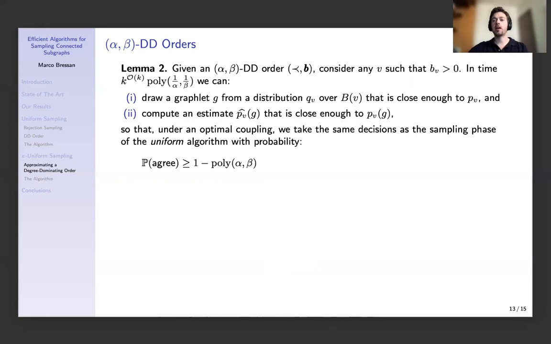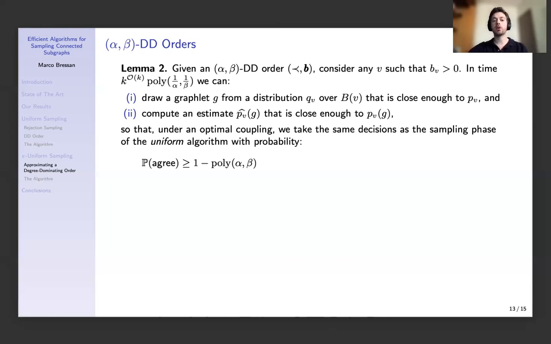The second ingredient is that now I take this alpha beta degree dominating order. If you give me any vertex such that its bucket is believed to be non-empty, it turns out that its bucket is actually non-empty. And in this time, k to the order of k times polynomial in 1 over alpha, 1 over beta, which in our case is polynomial in 1 over epsilon, we can basically emulate the sampling phase of the uniform algorithm. We can draw a graphlet G from a distribution Q V over the bucket of V that is very close to the distribution PV of the sampling phase of the uniform algorithm.